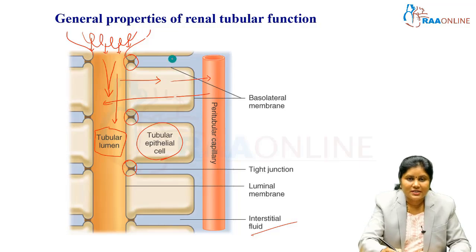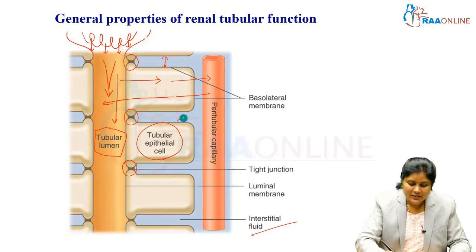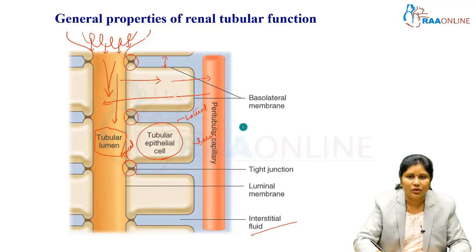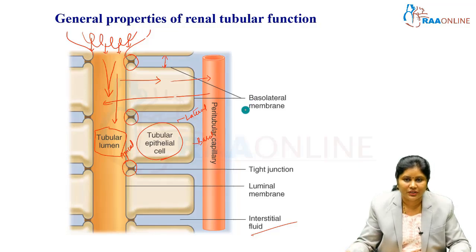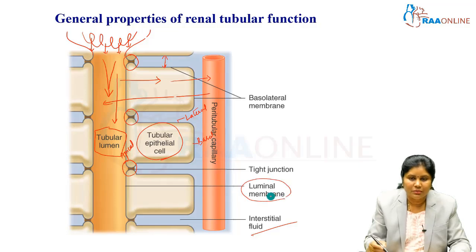But in between the cells, there are some spaces. So these are the lateral interstitial spaces or intercellular spaces. This is the lateral surface and this is the basal surface. You can see this is the apical surface. So apical, lateral, basal surface. Basal and lateral together we call the basolateral membrane, and the apical membrane is also called the luminal membrane.